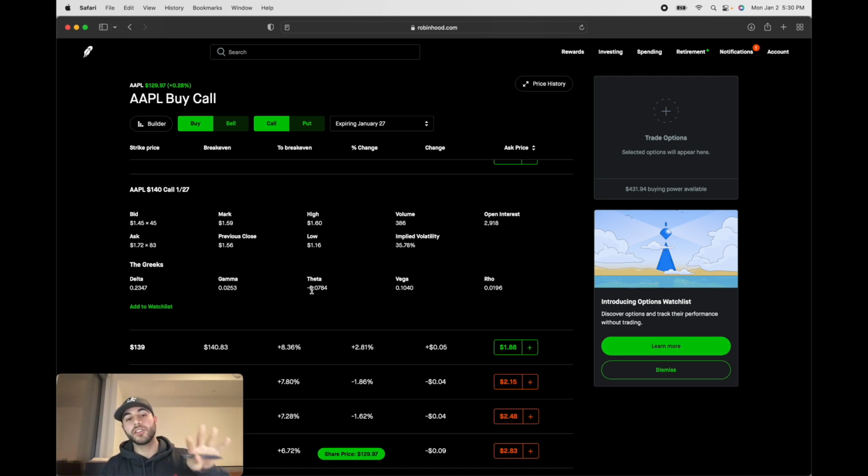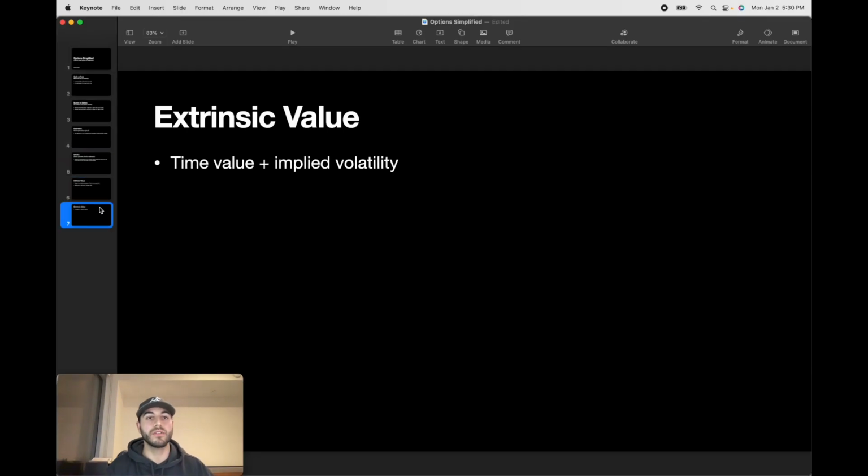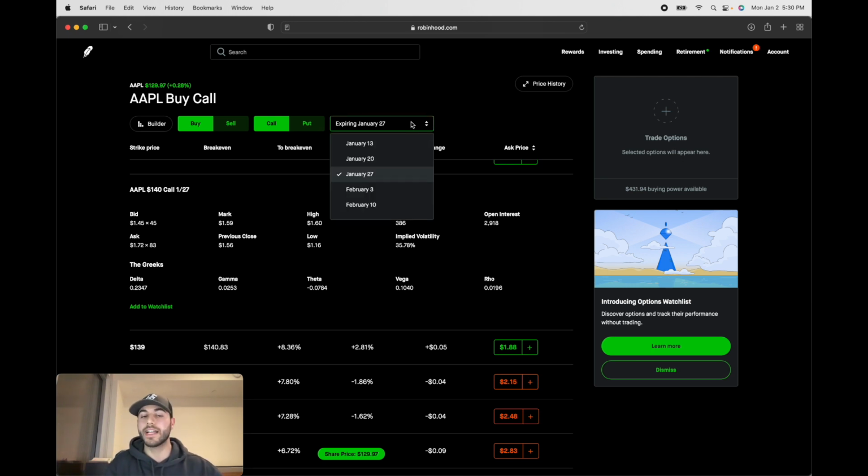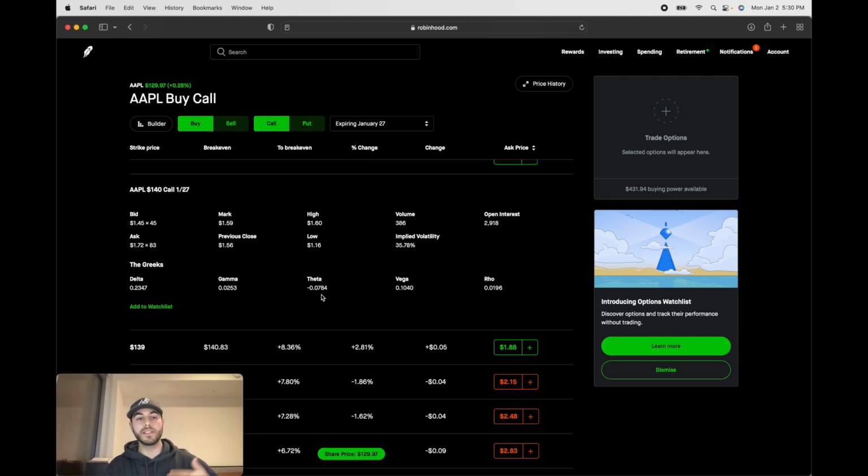Now theta is always going to be a negative number because theta is part of your extrinsic value. Extrinsic value is your time value. So remember, every day that you hold this contract, you are losing time value because you're getting closer and closer to your expiration. So say you hold this contract until tomorrow and Apple doesn't even move. Apple opens at 129.97 and closes at 129.97 tomorrow. You just lost around $8 just by holding the option contract for the stock one day.